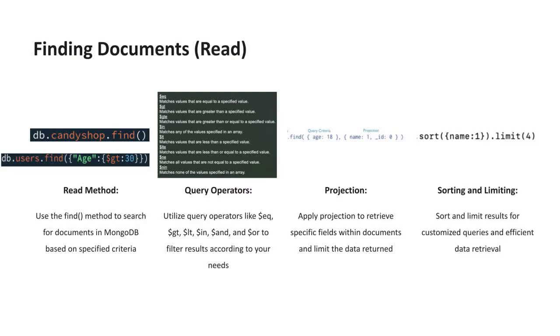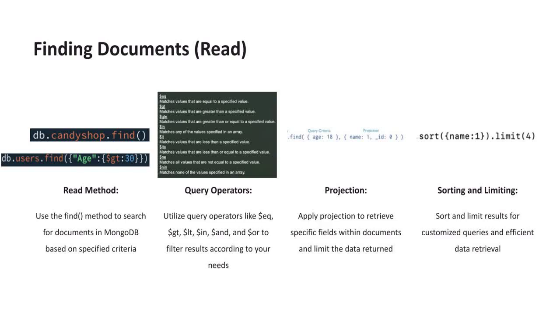Now, let's take your MongoDB queries to the next level with sorting and limiting. The sort method is your key to sorting. You simply specify a document where each field represents a sorting criterion. For each field, you assign a value: 1 for ascending order or -1 for descending order. You can sort on multiple fields, giving you flexibility to create complex ordering schemes.